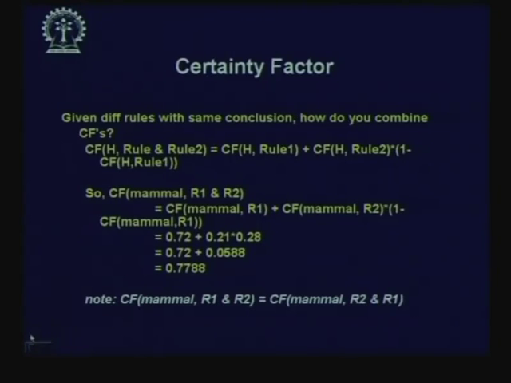But there is no assurance that the inference machine and the conflict resolution strategy will always follow the same order of firing the rules. What would happen if the rules are fired in just the alternative way? R2 is fired first, and we infer that the animal is a mammal with the certainty factor 0.21, and after that we fire rule R1. Then what would be the computation? We can try to do that. First, if rule R2 is fired, then we infer a measure of belief of mammal given R2 to be 0.21, and then we fire rule R1.